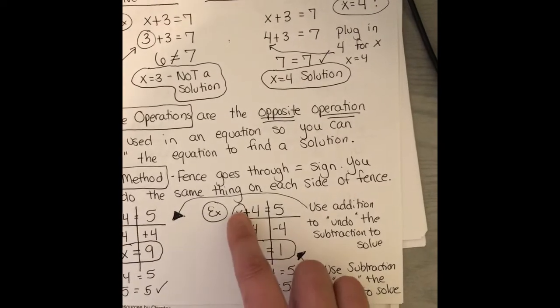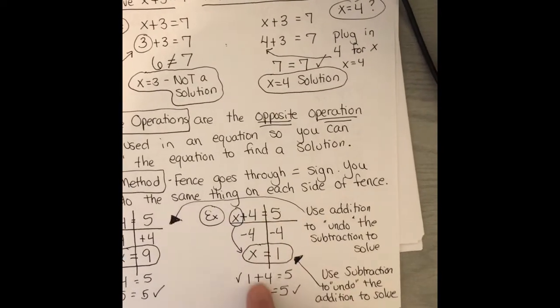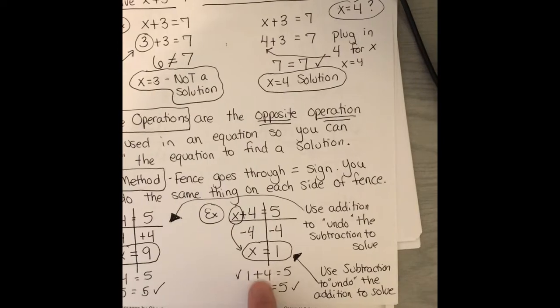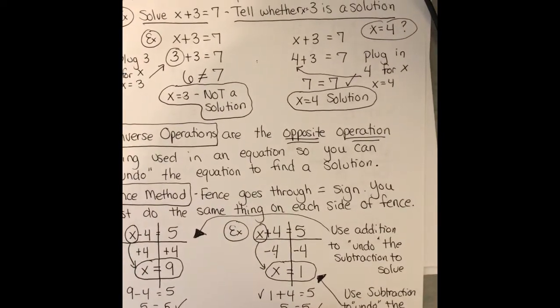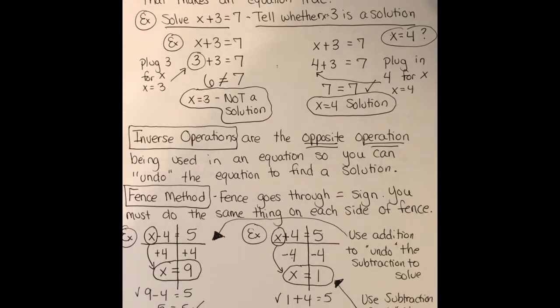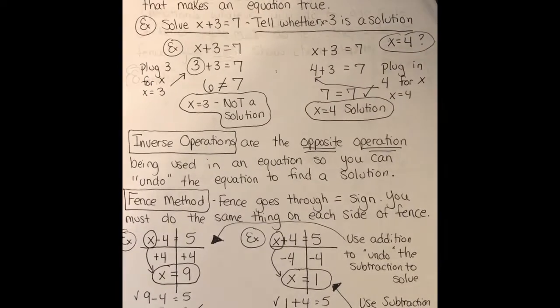I can plug that 1 back in up here. 1 plus 4 equals 5. I do get 5 on this side, 5 on this side, so that would be a solution. You can pause the video if you need to finish up.